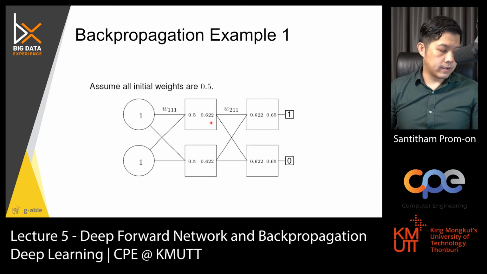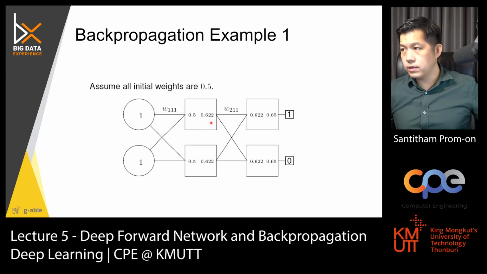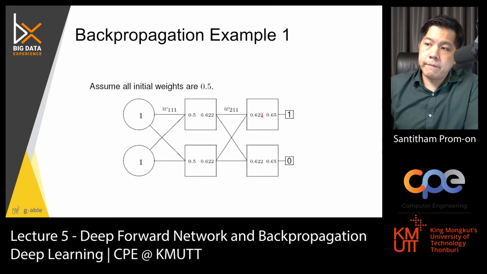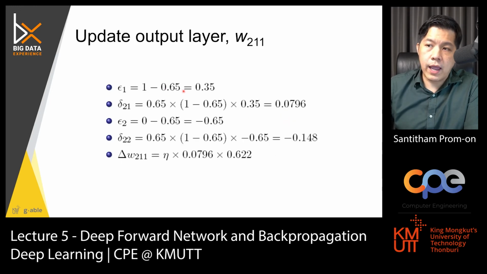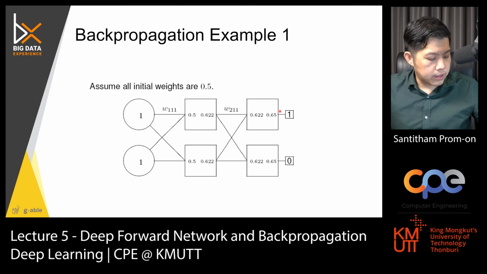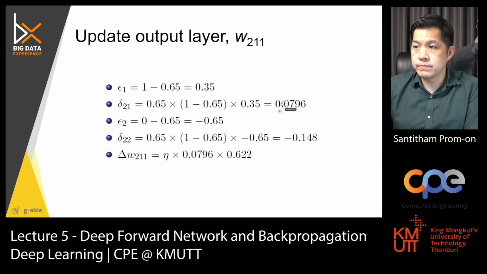First, let's look at this piece by piece, starting with the output here. The output is 1, but the value that we have is 0.65. So the difference, the error here, is 0.35. This is at this layer. I'm going to draw it here and not delete it, to try not to be confused.